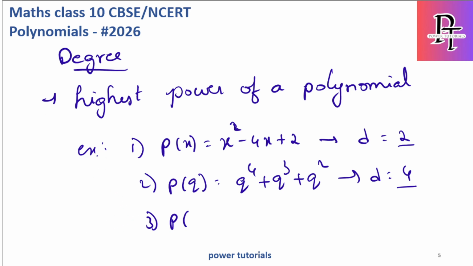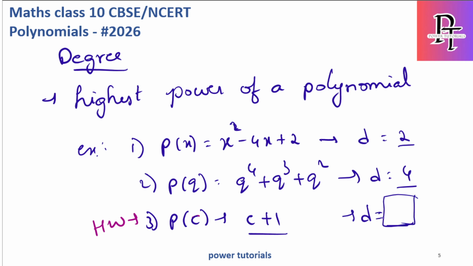The third question, and this I want as a homework question, I want the students who are watching this video to answer. P of c is equal to c plus 1. I want the degree for this equation. As I mentioned, I will solve this in the live session after completing all the exercise questions. But if you are interested, kindly solve it and mention the answer in the comment section so that I can check and respond to you. Okay, this is nothing but the degree.